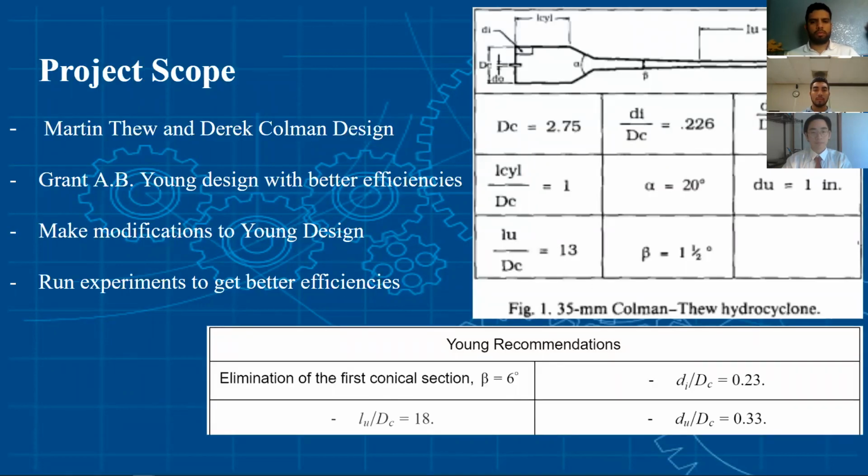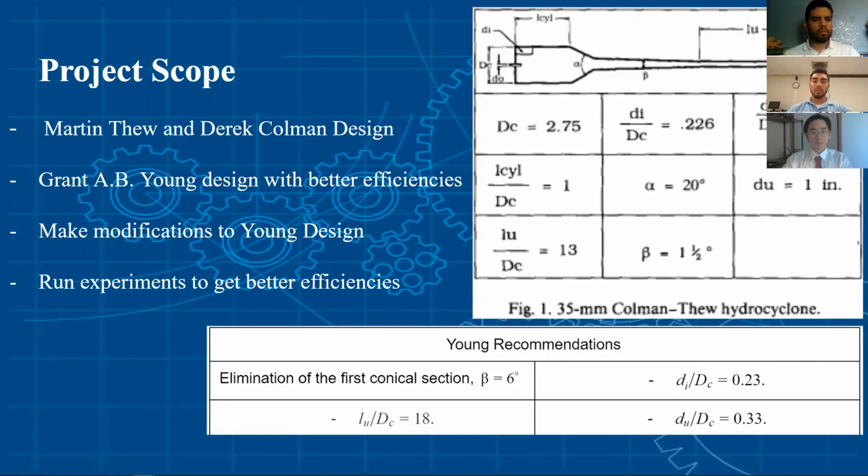Martin Dew and Derry Coleman from the University of Southampton were the first ones to perform experiments and recommend a liquid and liquid hydrocyclone design for best efficiency. The recommended design is shown on the top right picture with ratios of hydrocyclone geometry. DC is the cylindrical diameter, DI is the inlet diameter where the mixture enters the hydrocyclone, DO and DU being overflow and underflow diameters respectively. L cylinder is the length of the cylindrical portion, alpha and beta being the two conical section angles, and LU the underflow length which starts after the second conical section ends.